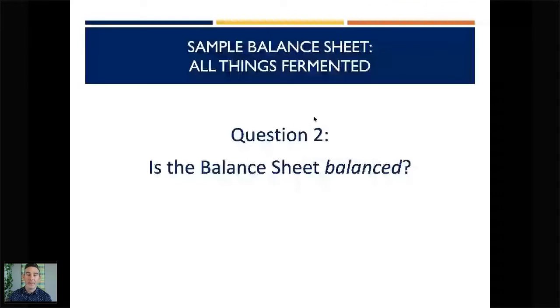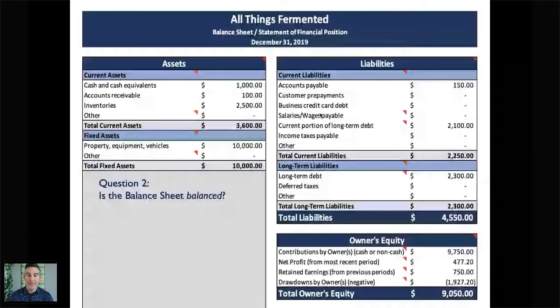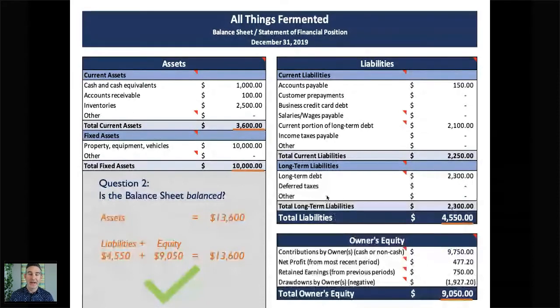Is the balance sheet balanced? So I actually cut off the totals in this view, so you can't see the answer quite as quickly. But I'm just going to highlight the numbers for you. So we have our assets, we have our current and our fixed, and that adds up to $13,600. We have our liabilities total and our total owner's equity, $4,550 plus $9,050, and that seems like it adds up to $13,600. So yes, we are balanced. That's always the first thing you want to make sure of on your balance sheet, is that you are actually balanced.